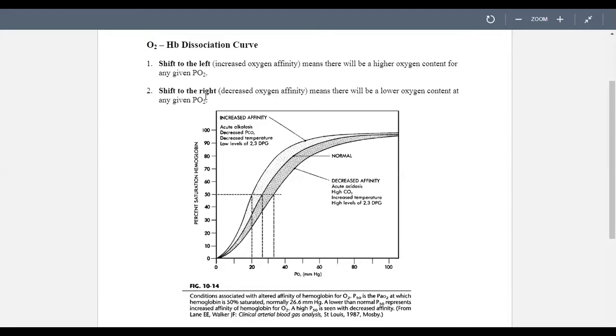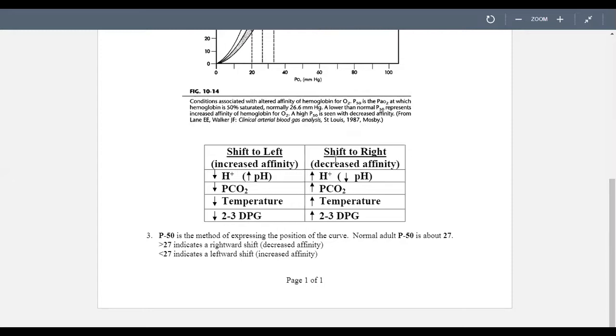Now, what causes those things to go left or go right is very important. Let's look at a rightward shift first, because we talked about reasons why hemoglobin likes oxygen less or more. What did we say? How many times more does CO2 diffuse than oxygen? 20 times more. Carbon dioxide attaches to the hemoglobin 20 times faster. So hemoglobin loves CO2 more than it does oxygen. So if CO2 is up, that's going to cause a shift to the right. It's going to let go.